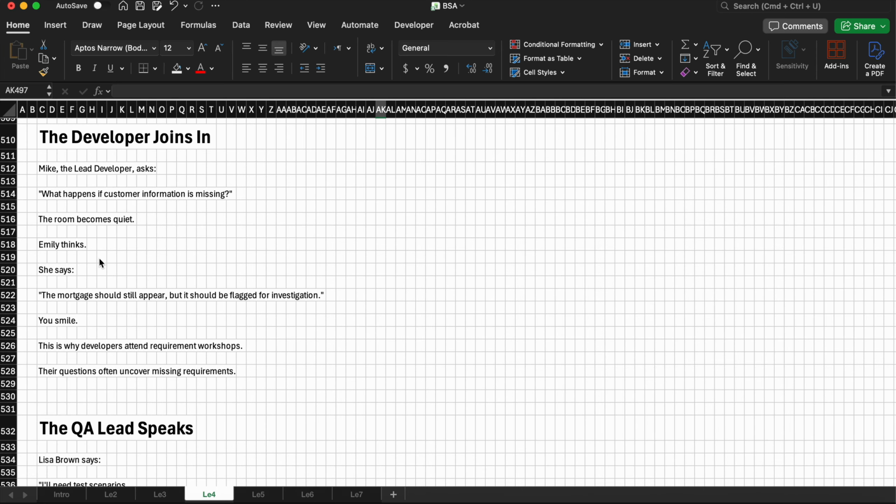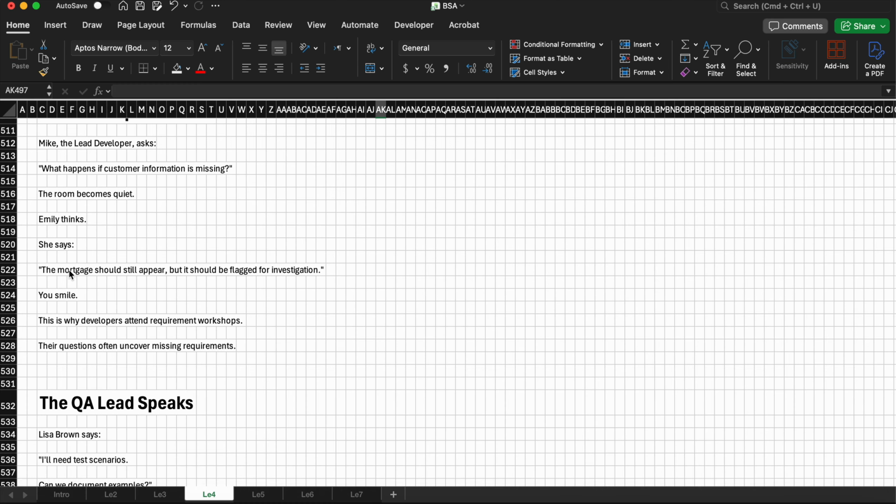The room becomes quiet. Emily thinks the mortgage should still appear, but it should be flagged for investigation. We are creating a report for management. We want to know how many loans are at risk, like past dues. Is customer information very important?